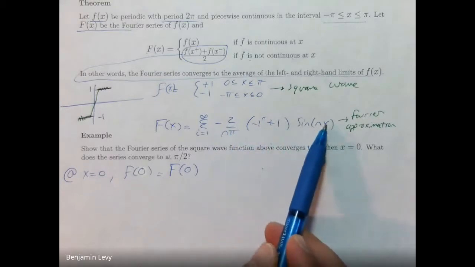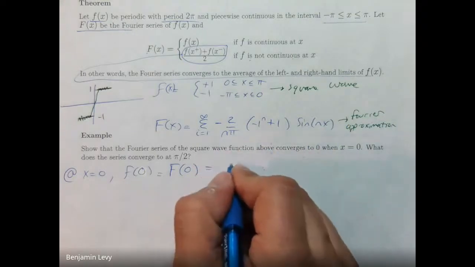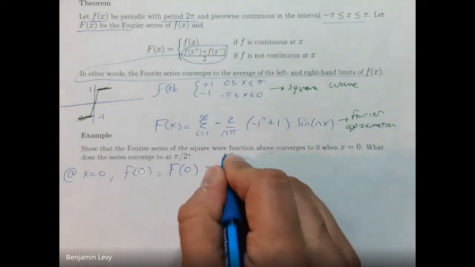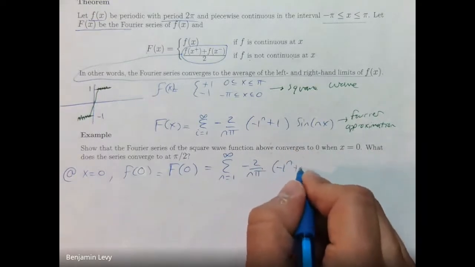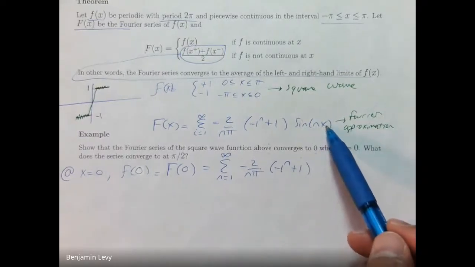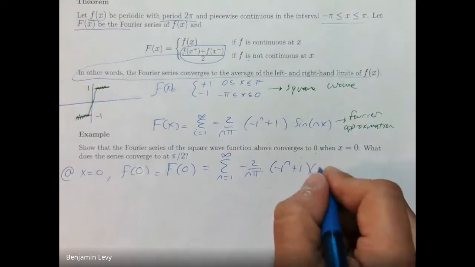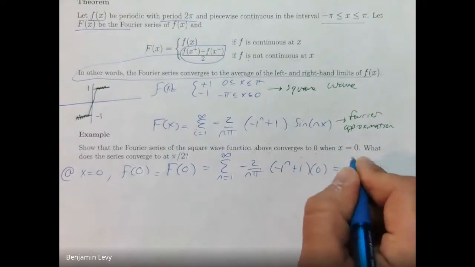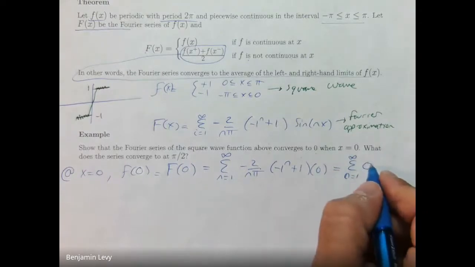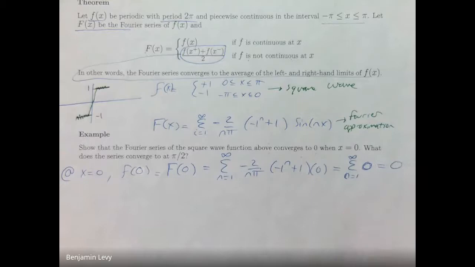So that would be plugging a 0 right into the sine function right here, right? And so if we plug a 0 in there, we would get the sum from 1 to infinity of -2 over n pi, -1 to the n plus 1. And then sine of 0 is 0. And so we're just going to be multiplying by 0. In other words, we're doing an infinite sum of 0. And when you add up 0 infinitely many times, you still get 0. And so the Fourier approximation crosses at 0 if we just plug 0 in.